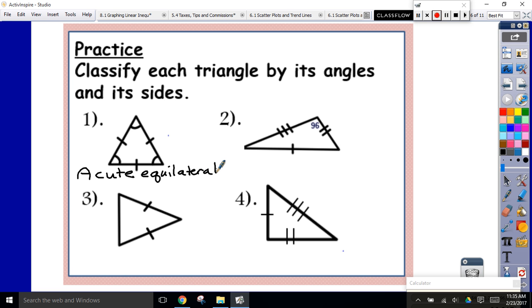Okay, number 2. Morgan, if I were going to classify this triangle by its angles, what would I call it? Obtuse. And if I were going to classify it by its sides, Trey, what would I call it? If I were going to classify this triangle by its sides, what would I call it? Scalene. So this is an obtuse scalene triangle.